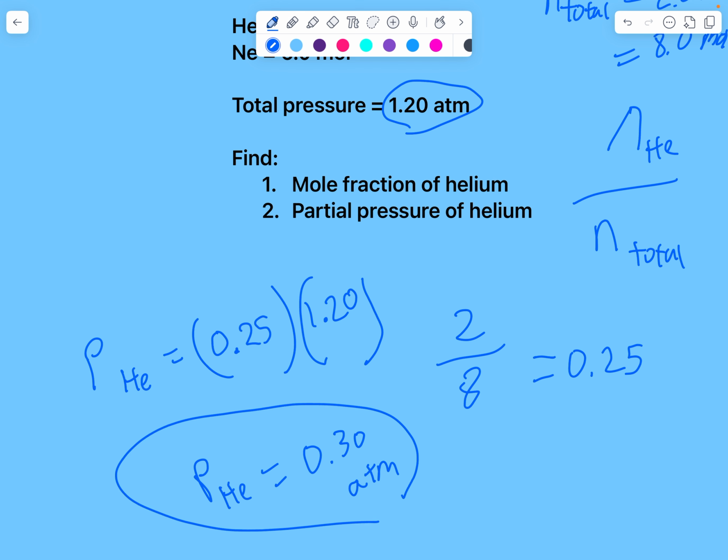Okay, partial pressure is proportional to how much of the mixture is that gas. Mole fraction tells you the fraction of particles from that gas. So that's how you would address this one, okay?